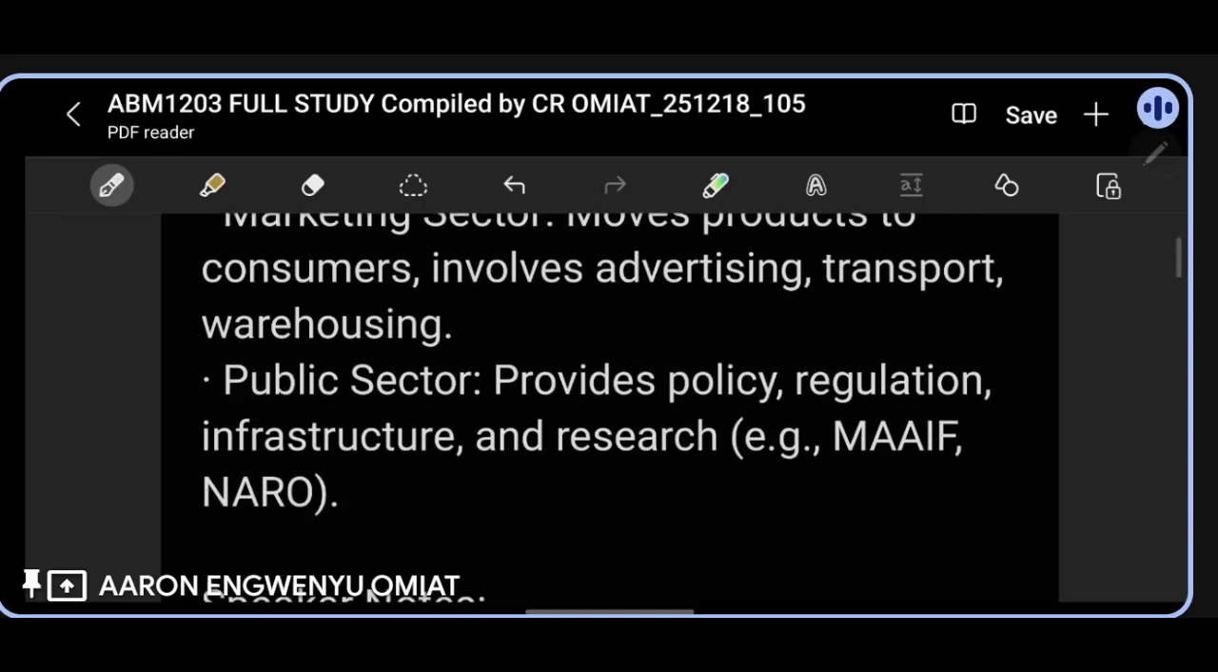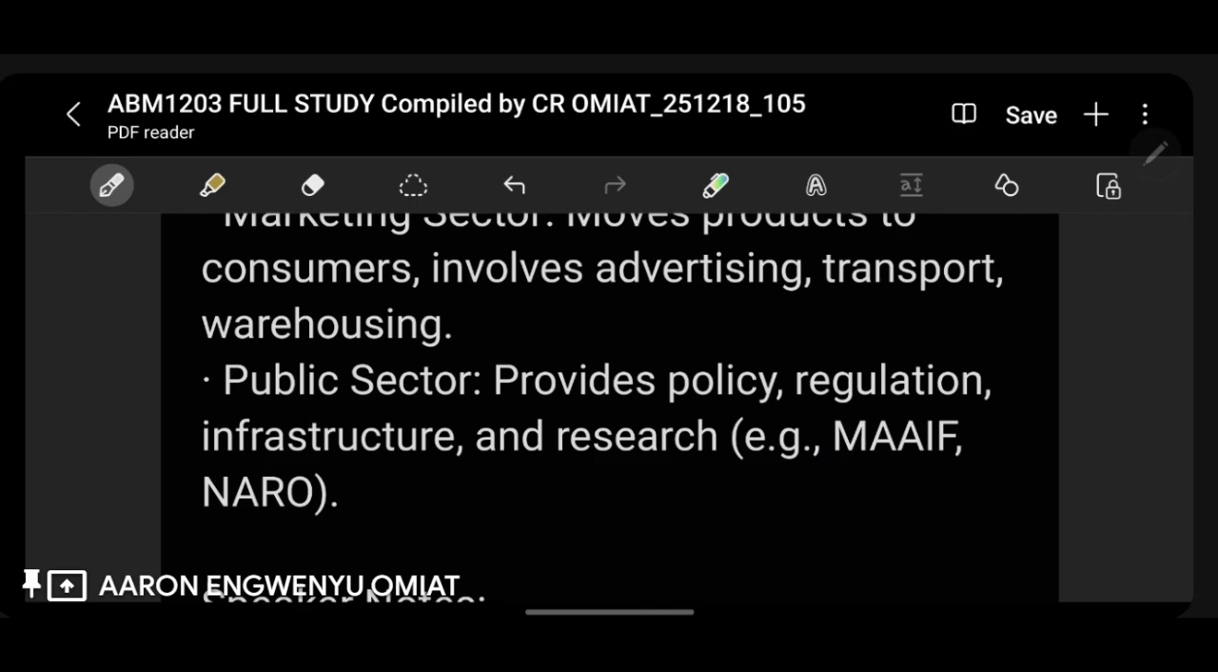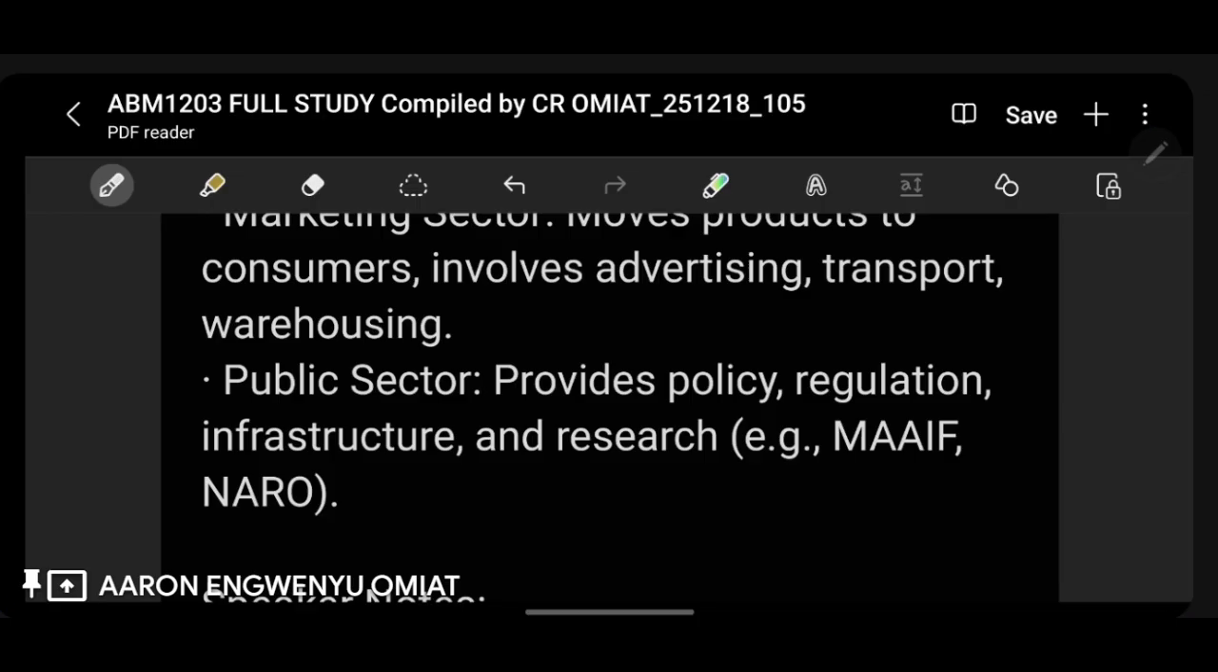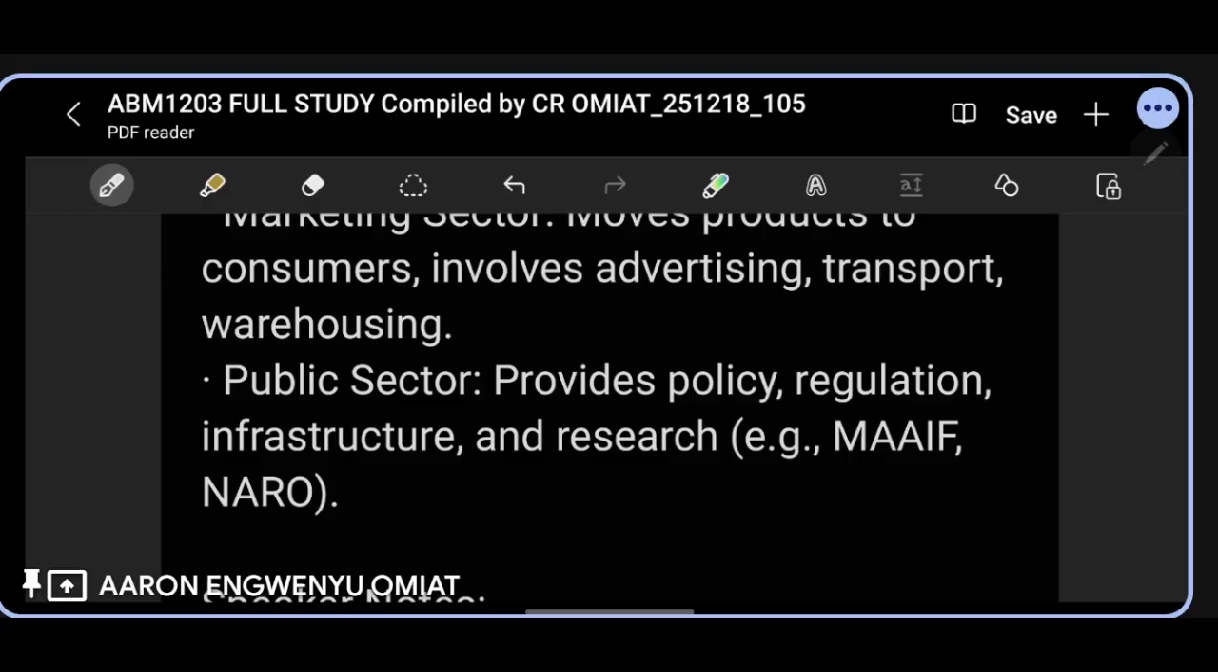And the public sector provides the policy, regulation, infrastructure, and research. Example, MAIF. What is MAIF in full? Jerin? That's Ministry of Agriculture, Animal Industry, and Fisheries. Okay, thank you very much. And Agaton, you can give us now in full. The National Agriculture and Research Organization. Okay, clear. The exact full form is National Agriculture Research Organization. Thank you, Agaton. Thank you, Jerin.